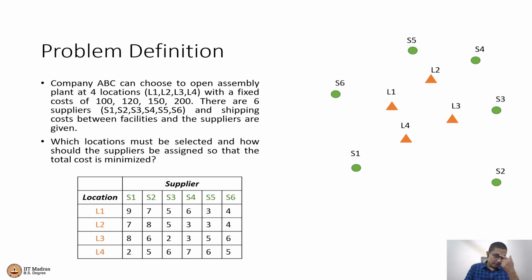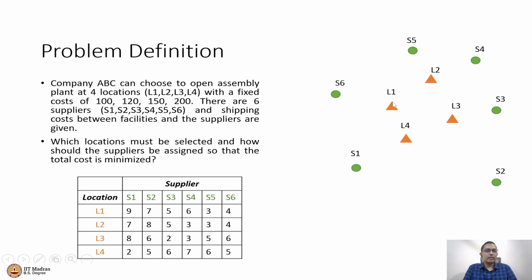So let's say there is a company called ABC, and ABC has to decide where to build location. It could be in L1, L2, L3, or L4. They could have one location, two, three, or four. That's the decision that they must make. And after deciding on the location, they should also map their suppliers.